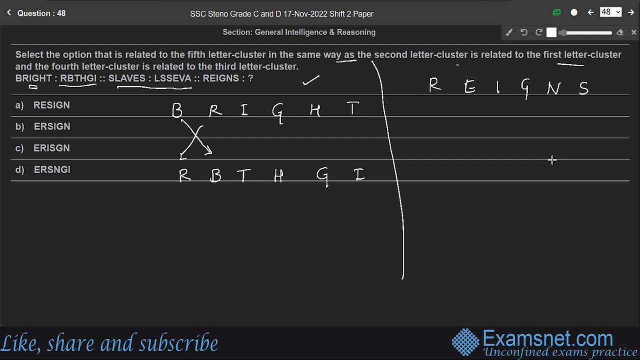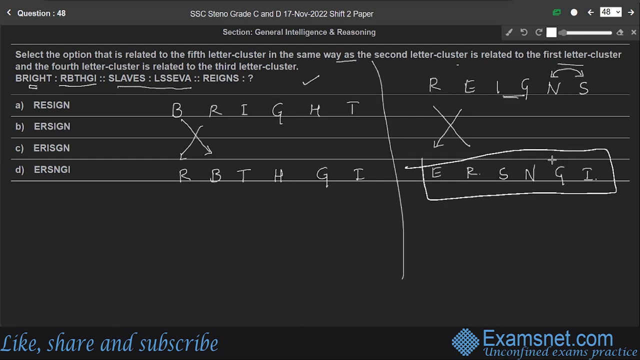So, the code for this is: interchange the first two letters, R and E, so we can write it as ER. In place of the third and fourth letters, bring the fifth and sixth letters, interchanging their positions. So we can write it as S and N, and I and G are written as G and I. Therefore, ERSNGI is the code for the last cluster. So, look at the options. SNGI, option D.